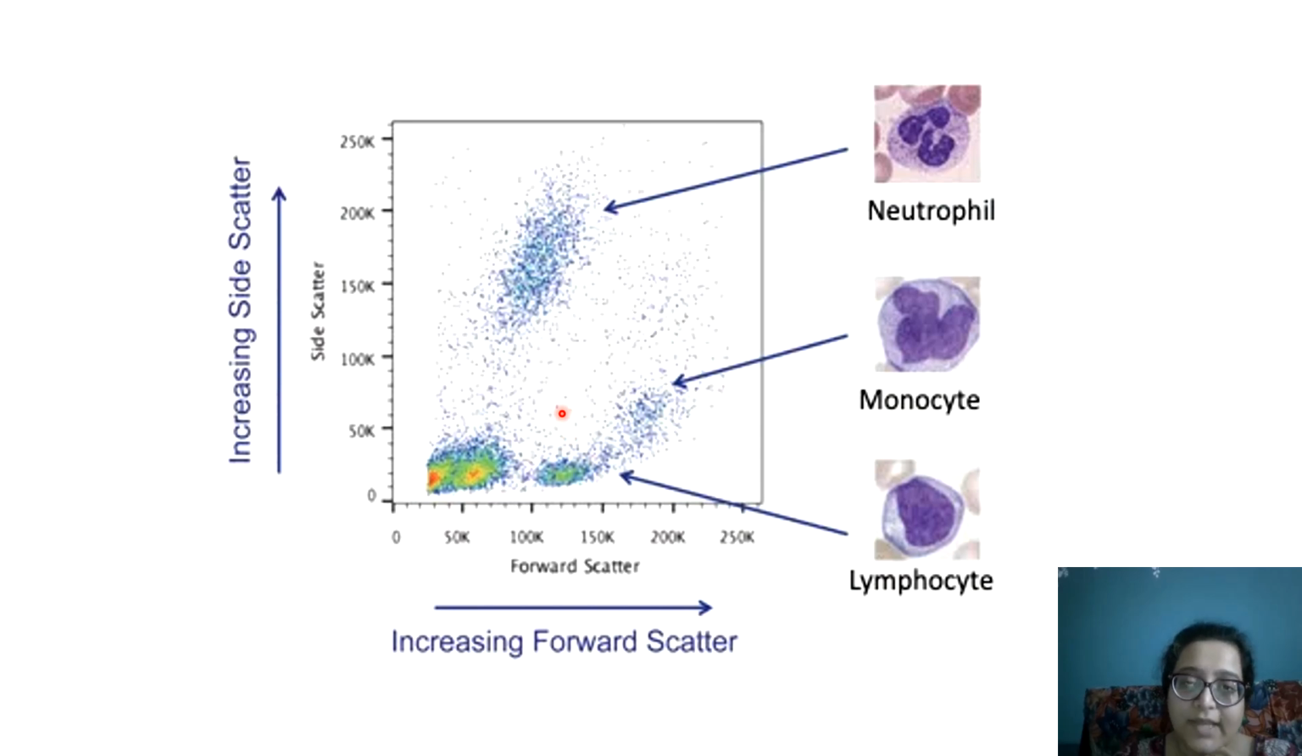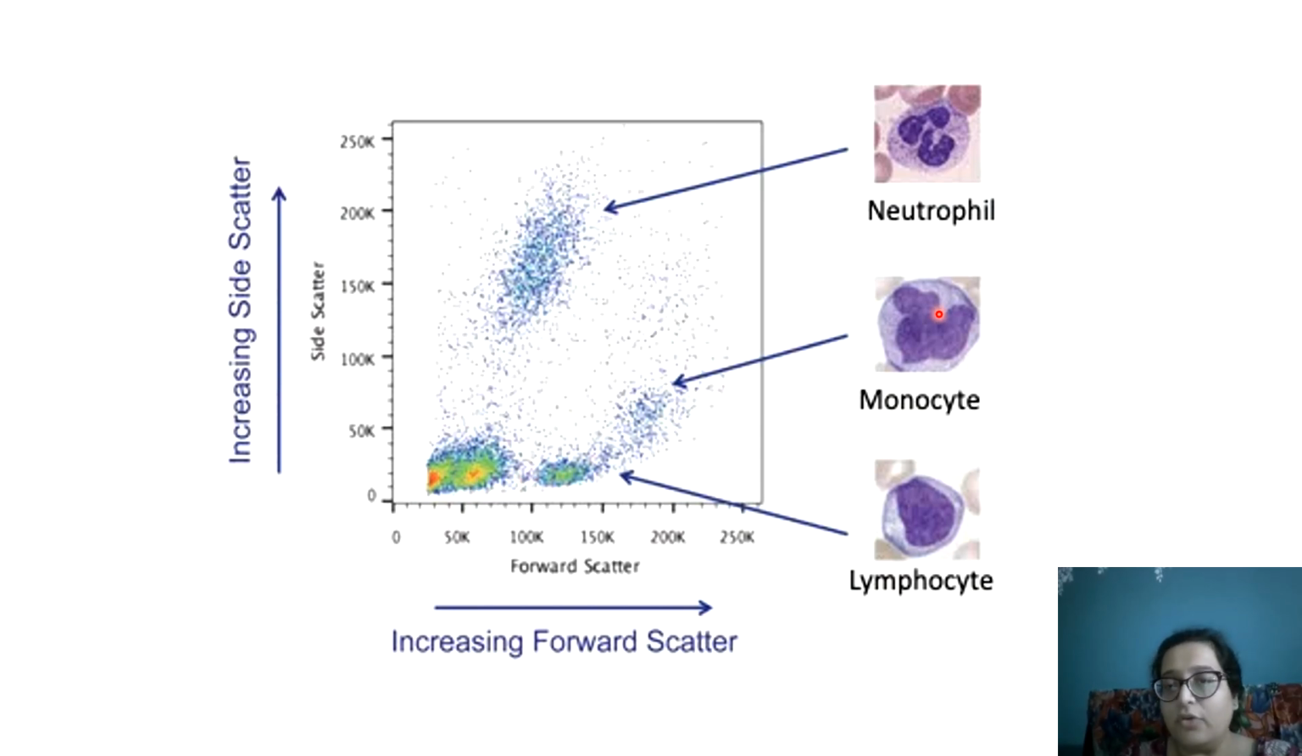So the lymphocyte will fall somewhere over here. You just ignore this part right now. The lymphocyte will fall somewhere over here. These with lower forward scatter are smaller cells, debris, fragmented cells, something else. With lower side scatter it means only cytoplasmic fragments, no nucleus, nothing at all. We can forget this for now.